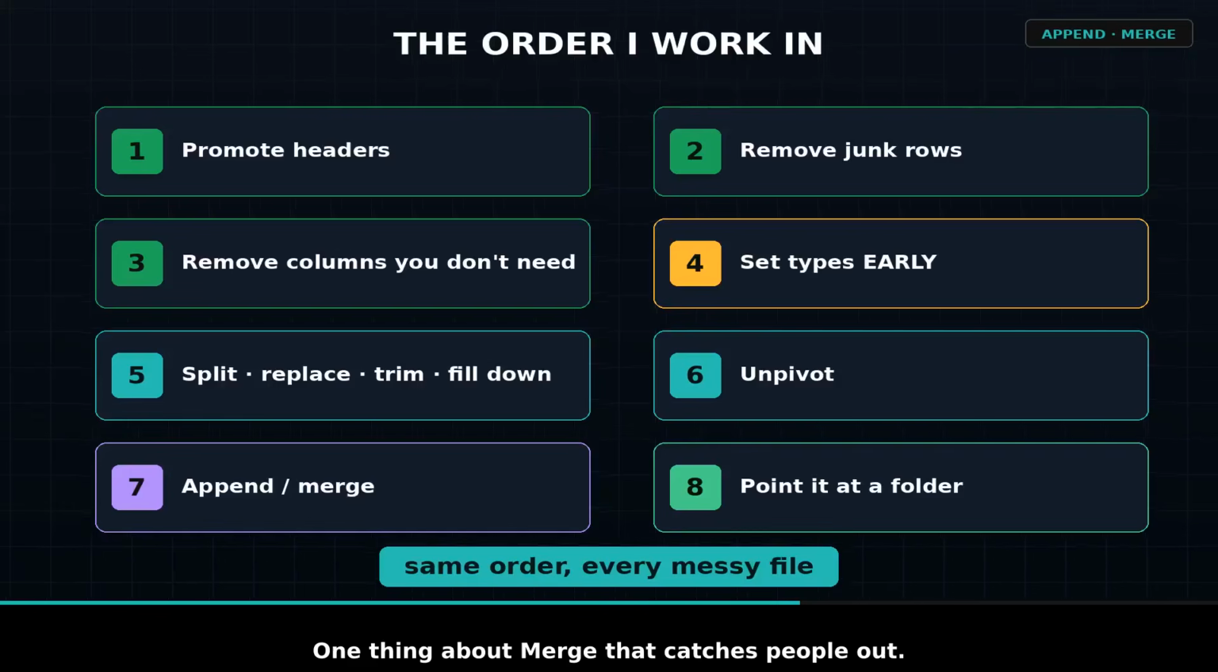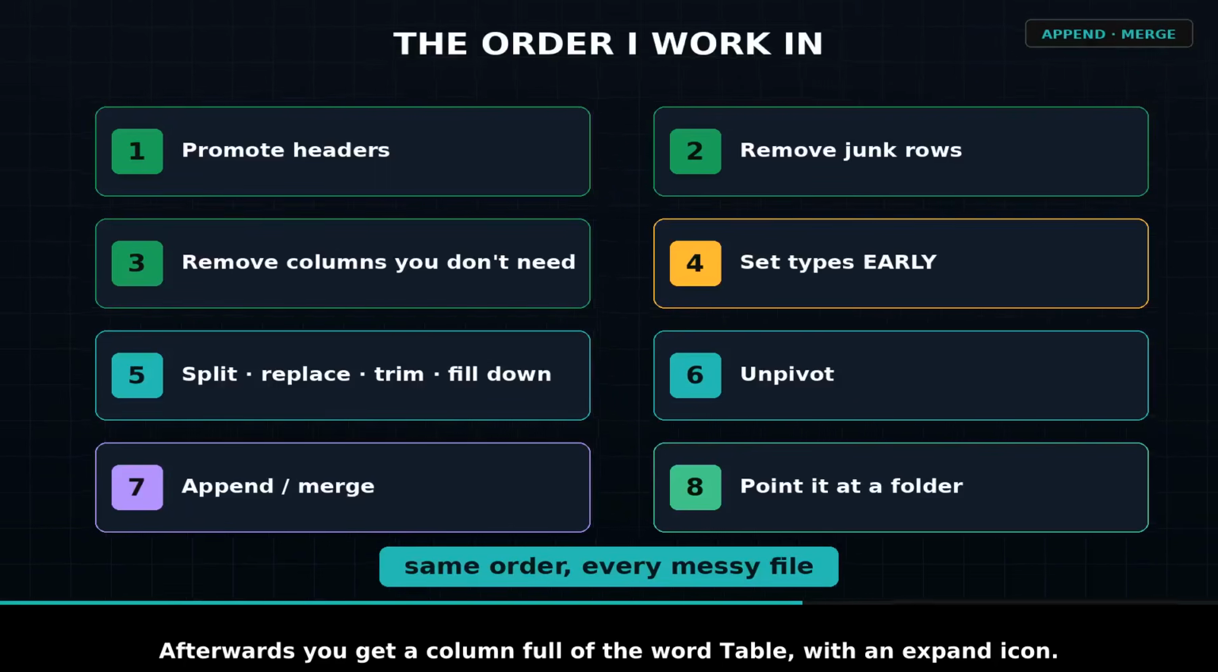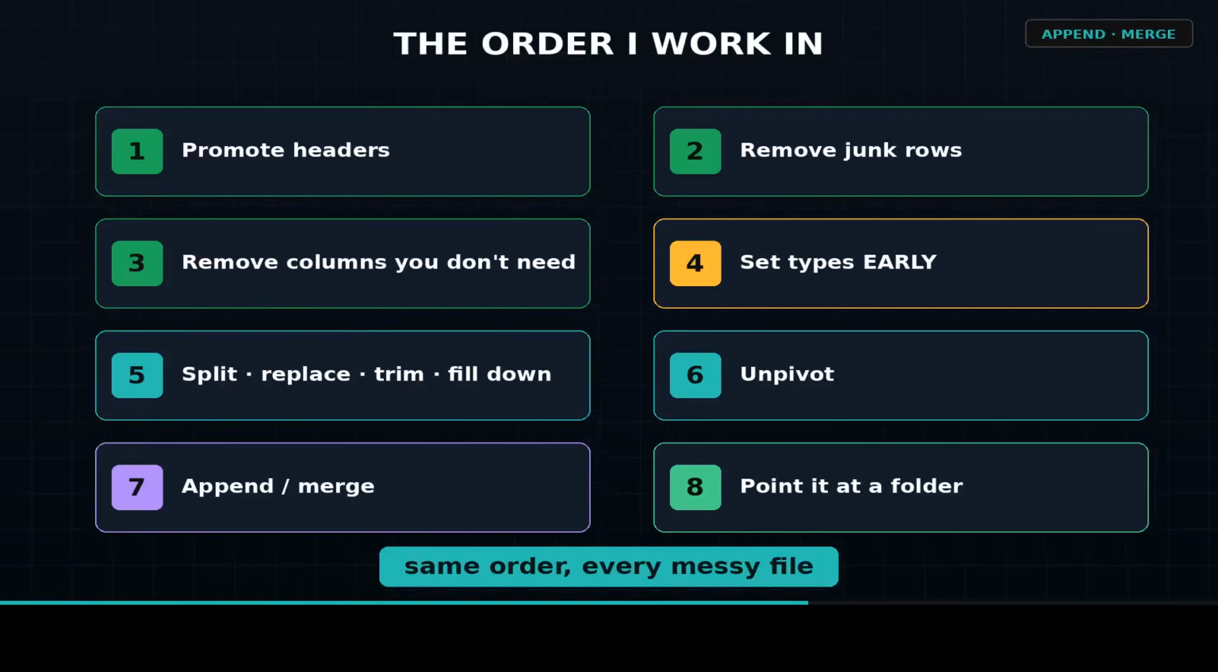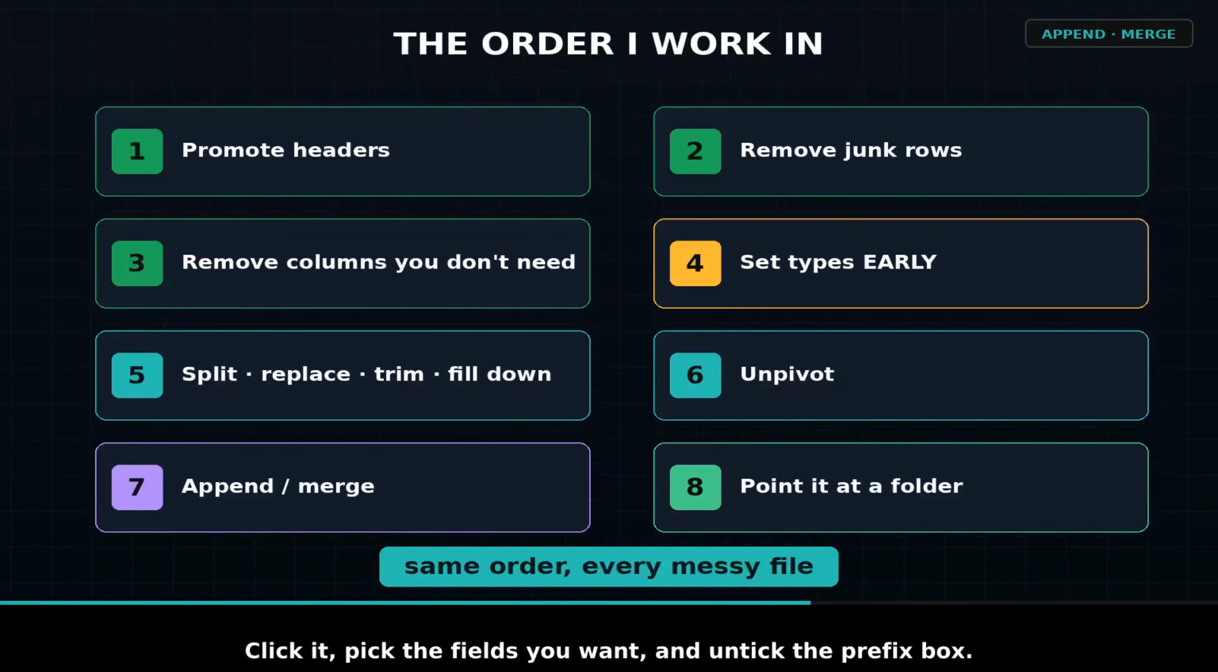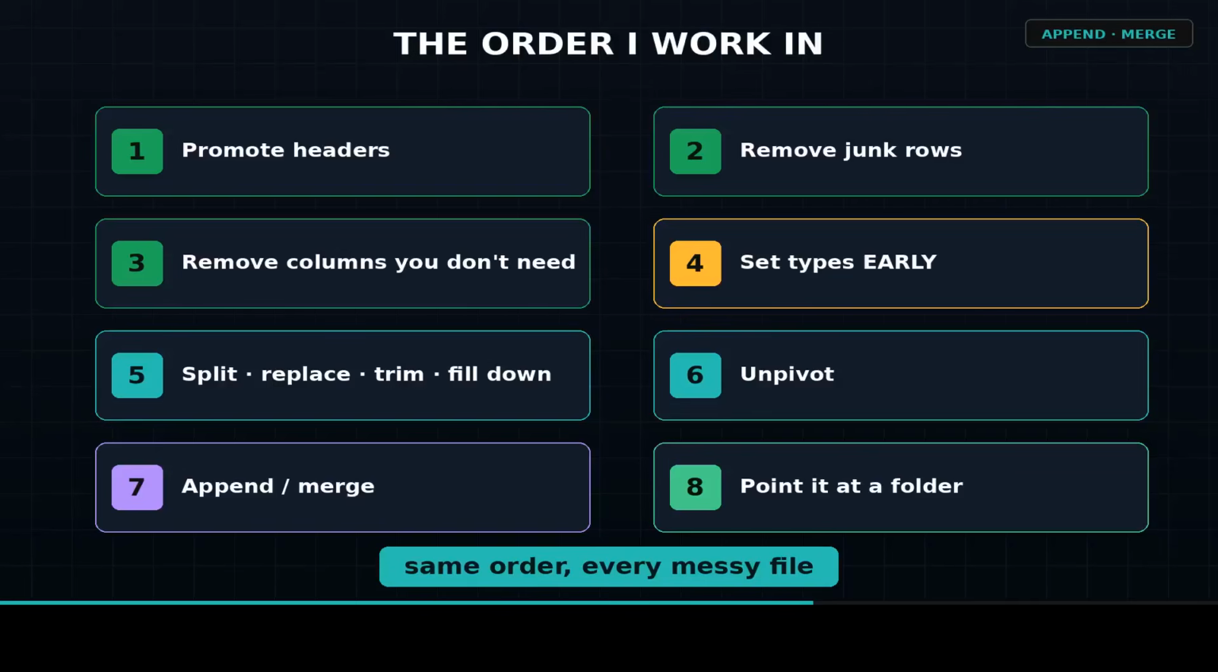One thing about merge that catches people out. Afterwards, you get a column full of the word table with an expand icon. That's not broken. Click it, pick the fields you want and untick the prefix box. Watch a merge happen.